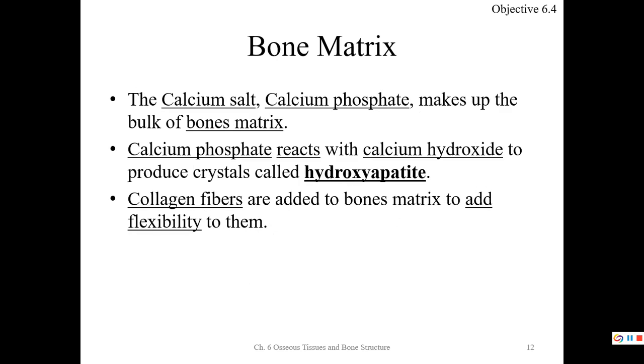Now, the bone matrix is made up of calcium salt, in which calcium phosphate makes up the bone matrix. What happens is this calcium phosphate reacts with a chemical called calcium hydroxide, and we make a crystalline structure called hydroxyapatite. This is the hardest material the body makes. Then we add collagen fibers to this matrix to give flexibility because hydroxyapatite is very hard, but it's very brittle. So it is the hardest material we make. The highest level of hydroxyapatite we produce is in our teeth.